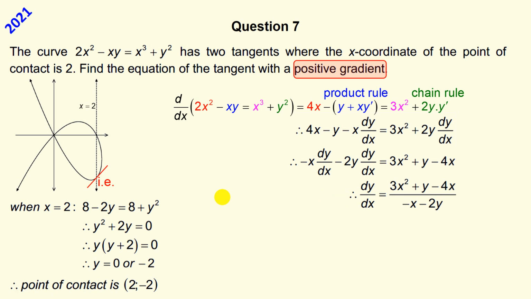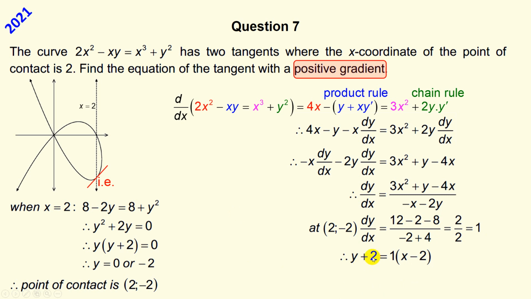Now we need to find the gradient of the tangent. We have the point through which it passes. We need to find the gradient of the tangent by substituting the values of x and y into the derivative. So there we are. Substituting 2 for x and negative 2 for y, we get 1 as an answer for dy by dx. So there's the gradient. So therefore, y minus y1 equals m times (x minus x1). And there is our equation. And it simplifies to y equals x minus 4.